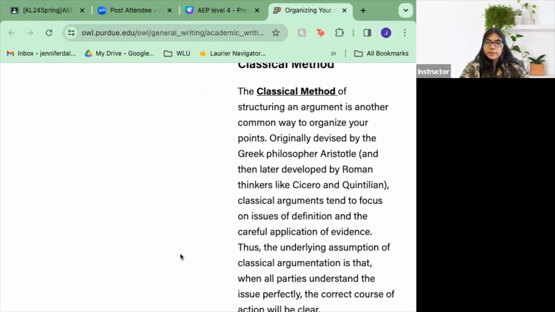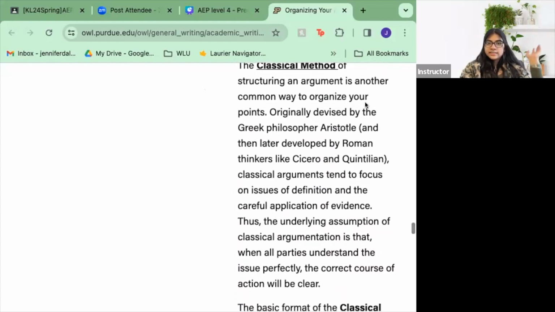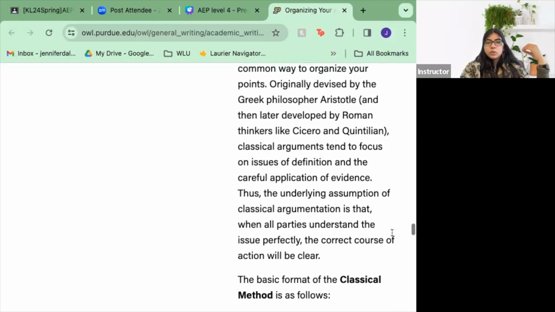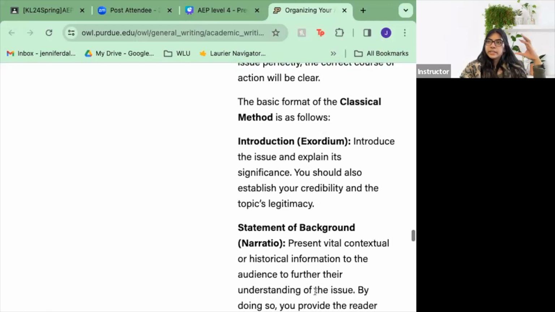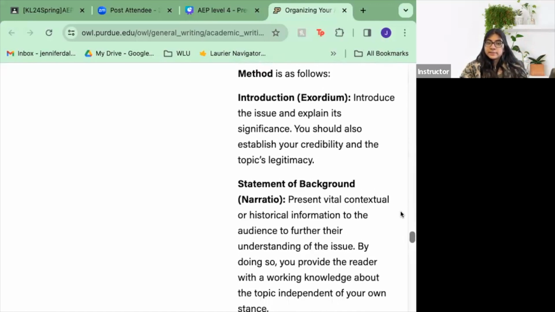So the classical method, this is another common way to organize your points. Generally, this was devised by Aristotle and then a bunch of other people. And the underlying assumption of classical argumentation is that when all parties understand the issue perfectly, the correct course of action will be clear. So the first one, the introduction. You explain the issue and explain its significance. You should also establish your credibility and topic's legitimacy. Okay, so this is the beginning part of your paragraph.